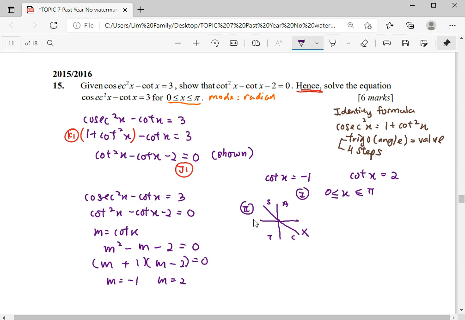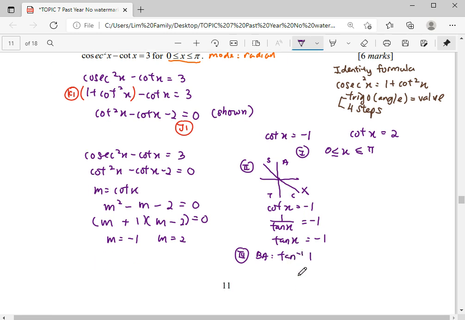Then we find its basic angle. For cotangent x equals negative 1, we simplify it as 1 over tangent x equals negative 1. So tangent x will equal negative 1 when you invert it. For the basic angle, we use shift tangent 1. Remember, we don't take the negative, we just want the angle only.